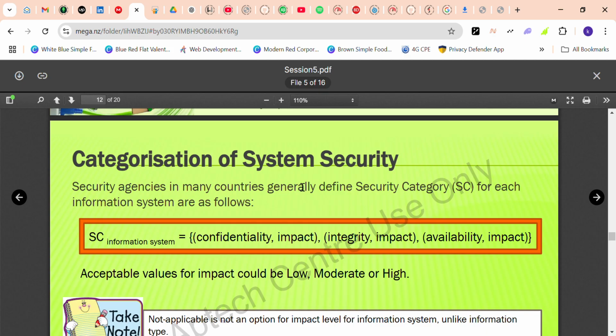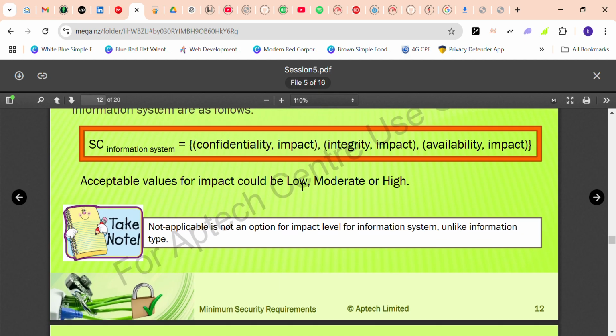For an information system, when confidentiality is breached, and likewise integrity, the impact is the cost, which is the damages. If an unauthorized person has access to a confidential information system like that, it can cause damages like financial loss, fines from the regulatory body, and so on and so forth. Are you with me? So those are the damages it will cause. Then the acceptable value for impact could be low, moderate, or high, depending on the regulatory body. Are you with me?